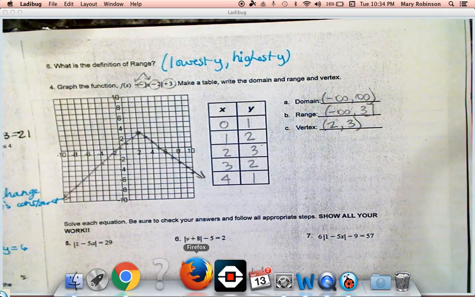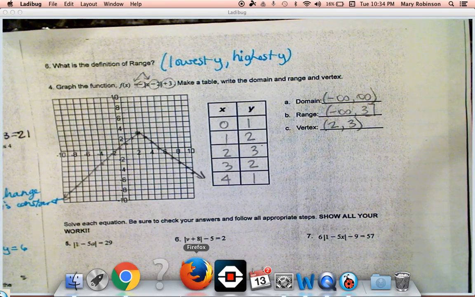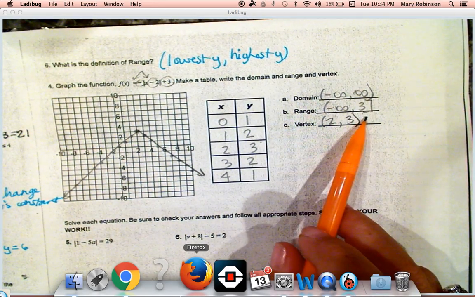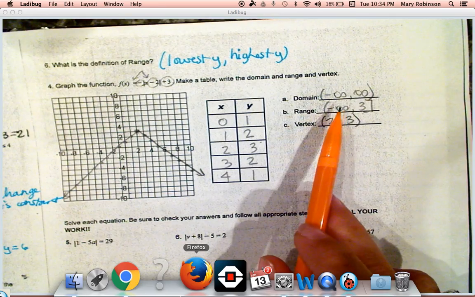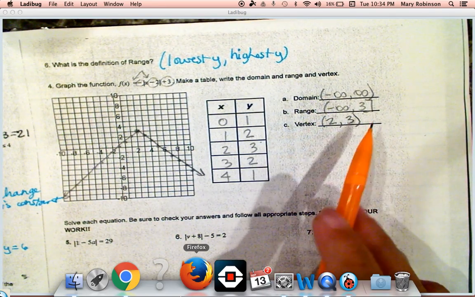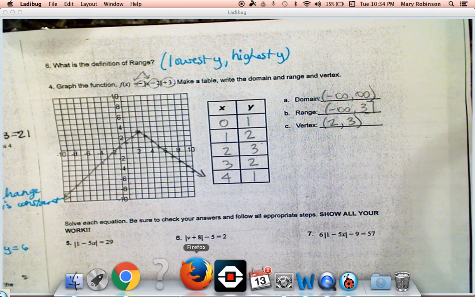And at the number for our domain or range, we include that point by indicating a bracket. The only time it would ever not be a bracket is if it had an open circle. So make sure you have a bracket on the number, and always list your numbers lowest to highest. So our domain's lowest x to the highest x, and range lowest y to the highest y. So that takes care of 4.